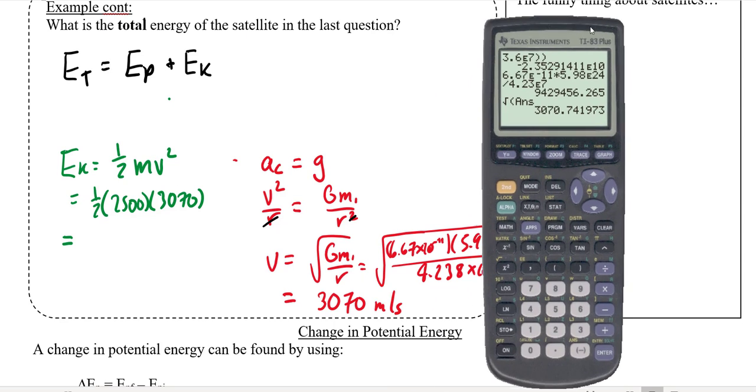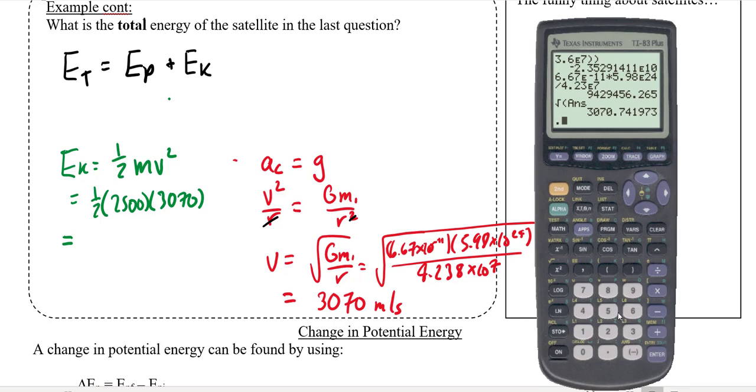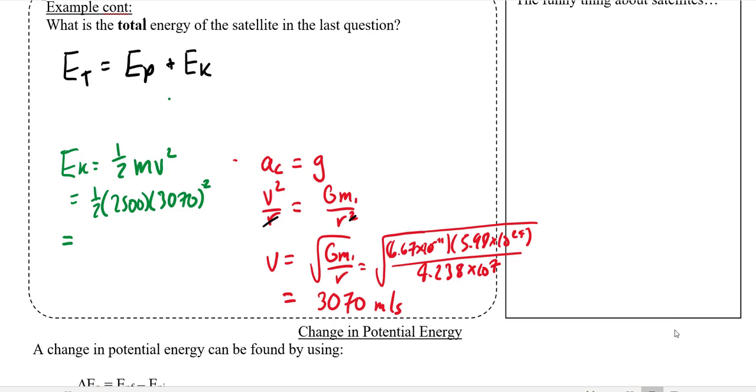So 0.5 times 2500 times 3070, and don't forget to square that. I didn't write that down, but I get 1.178 times 10 to the 10.